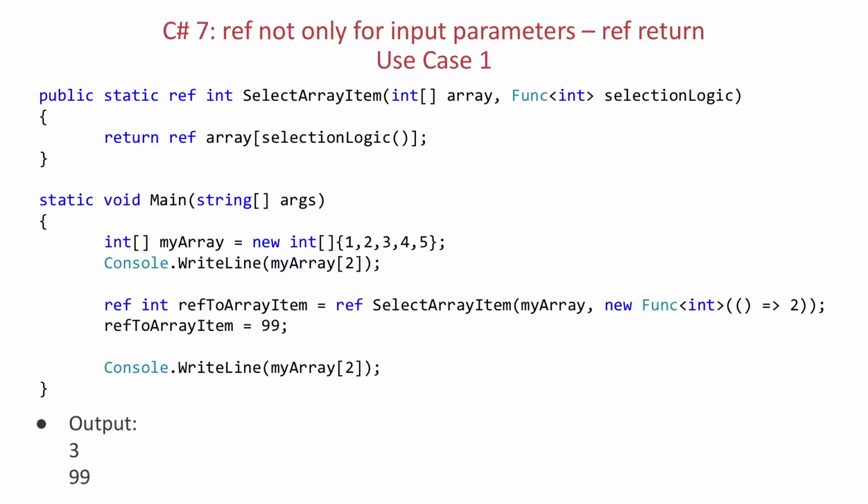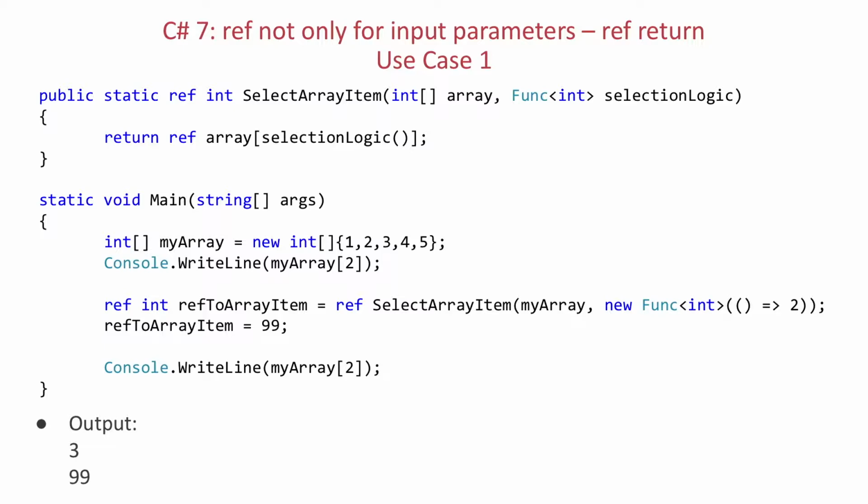Now what the method returns is not the value of the selected array item. What it returns is a reference to this item. So all we learned from input parameters is true here for the return value with ref. With references, you always have a single storage area that you can control through multiple references. So the main method creates an array, and then we immediately print the item at position 2. Its value is 3, so nothing impressive at this point.